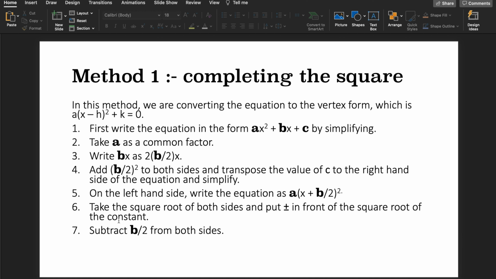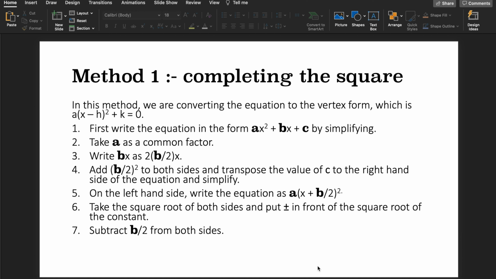The next step is to take the square root of both sides and put plus or minus in front of the square root of the constant. The reasoning is that minus 2 whole squared is 4, and also 2 squared equals 4, so we take plus or minus the square root. After that, we subtract b divided by 2 from both sides.